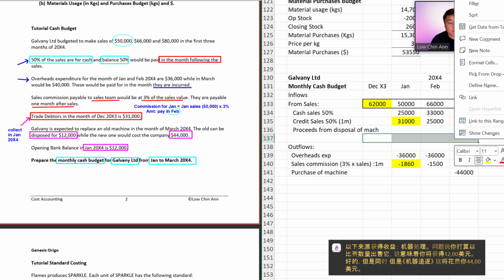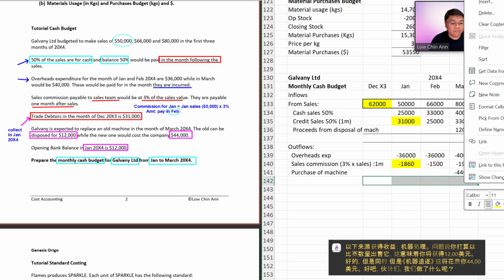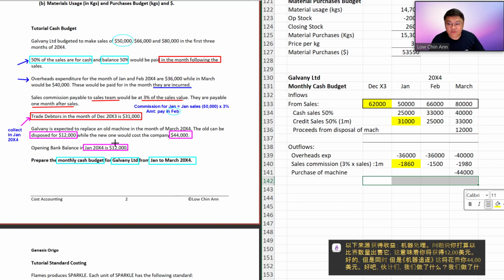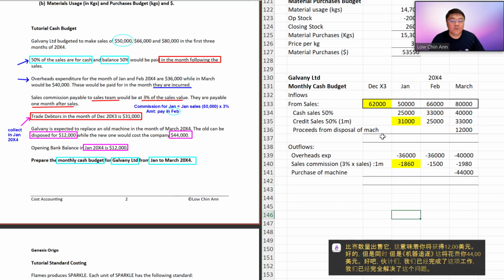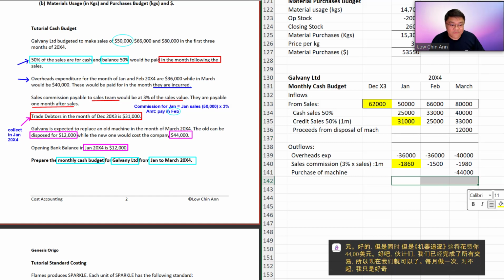Okay, so guys, what we've done is we have actually completed all the transactions. So we can now do the monthly. I just want the 3 months. Okay, what we're gonna do now is we can get the monthly figure.